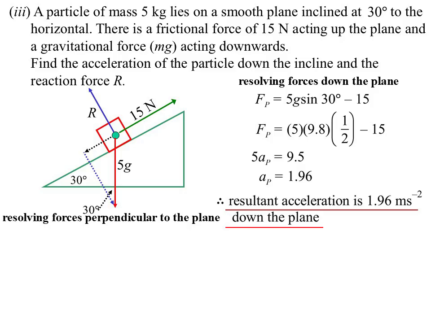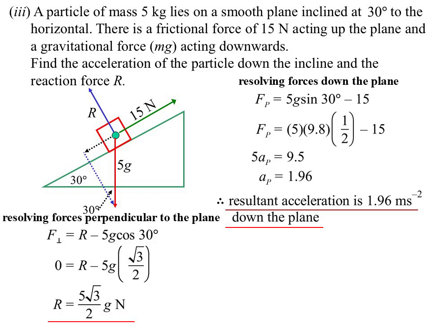Now the reaction force. Let's now do perpendicular. Let's have a look at everything perpendicular. We have that reaction force we're trying to find, but there's also this component of gravity. It's the adjacent side, so that must be 5g cos 30. And again, they're in opposite directions. I'll make one of those negative. We should now be able to work that out.